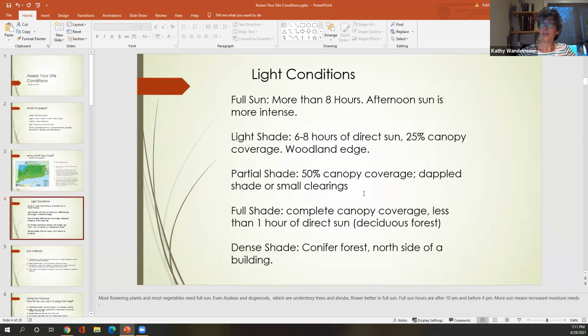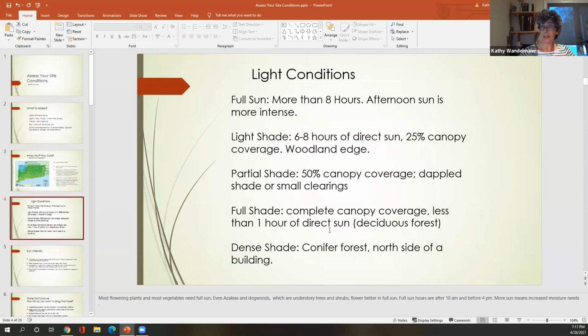If you were in the woods, you'd get the little pieces of sun and shade, or if you have a clearing in the woods, you'll get the sun only when it's directly and slightly either before noon or afternoon. Full shade would be under the canopy of a deciduous forest where everything is leafed out and you're not really getting any direct sun.